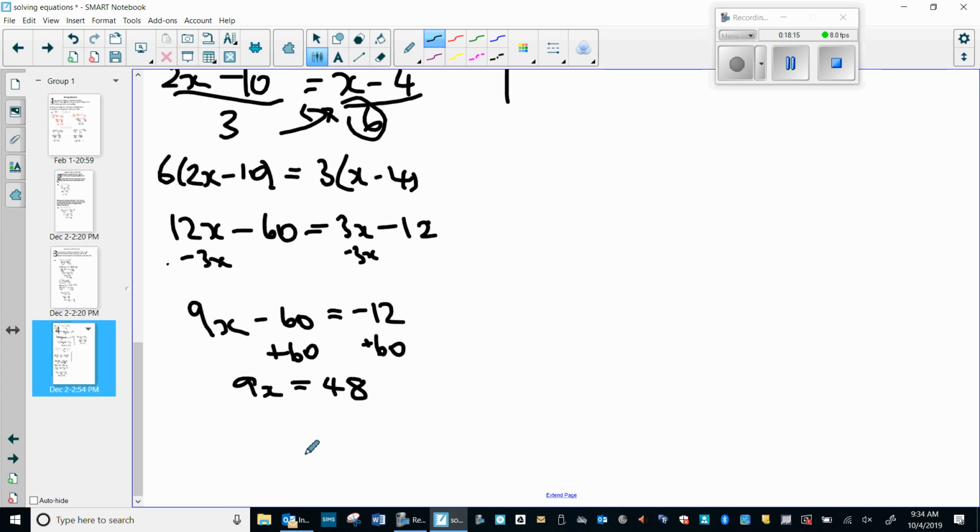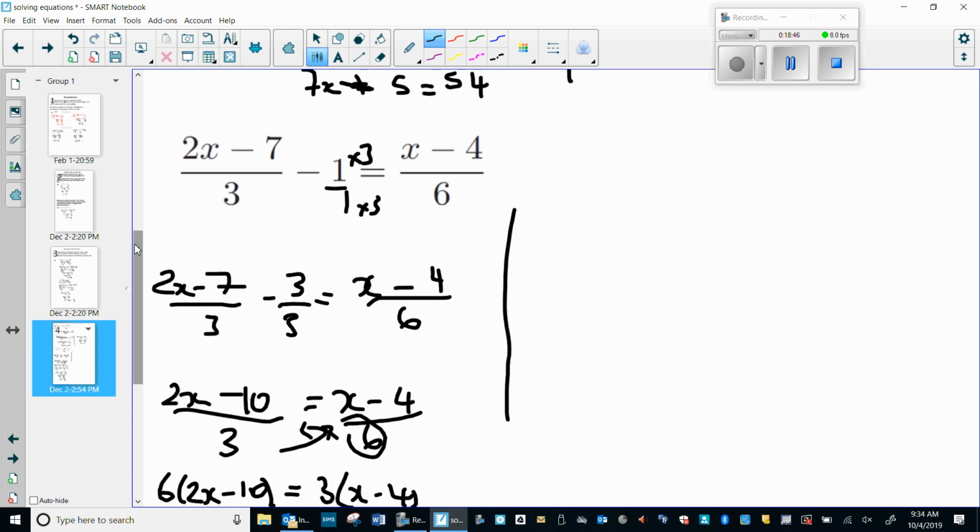And then you divide by 9 on both sides. Does this simplify? Anything go into 48 and 9? Yeah, 3 goes into both. So it's going to become 16 over 3. Yeah, so that's leaving it in this order.